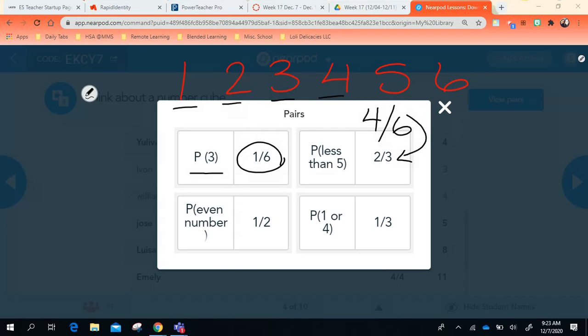Let's look at even numbers. Emily, which numbers are even? 2, 4, 6. 2, 4, and 6, which is how many numbers? 3, 3 out of 6. Perfect, which we then simplified to 1/2.